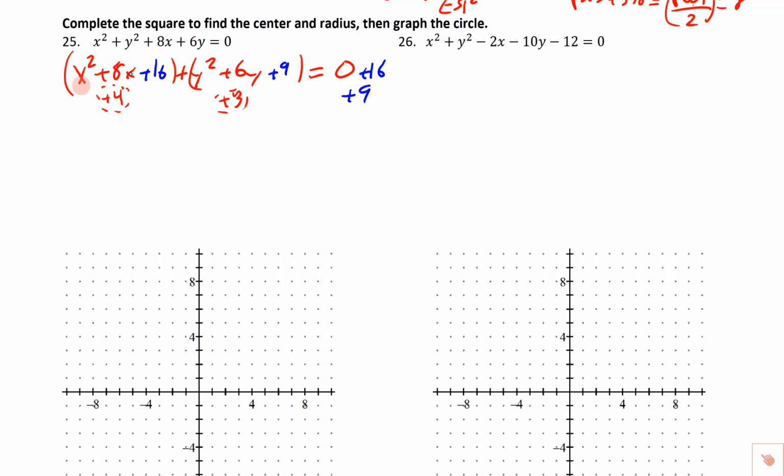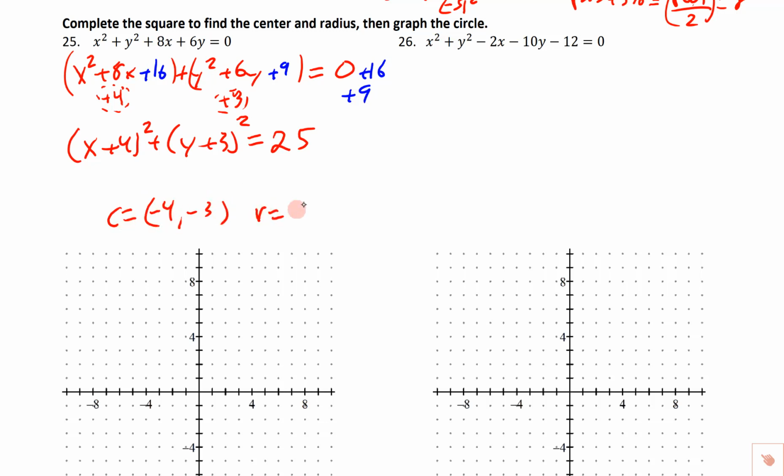So here's what I've got. I have a perfect square of x and that number right there, quantity squared. I have a perfect square of y and that number right there, so (y + 3) squared. And then over here I've got 16 plus 9, so that's going to be 25. So that means the center is at (-4, -3). And that means the radius is 5.